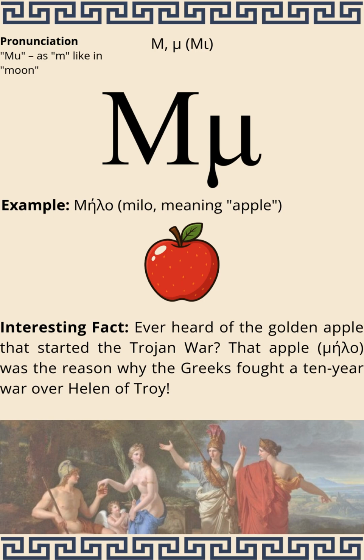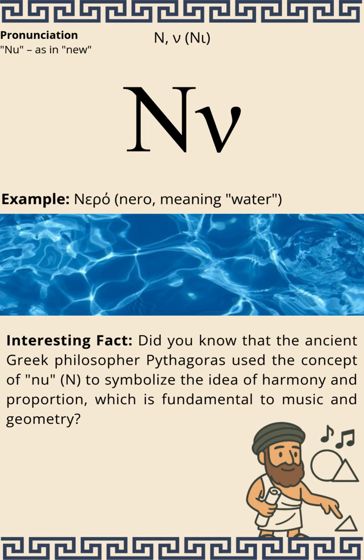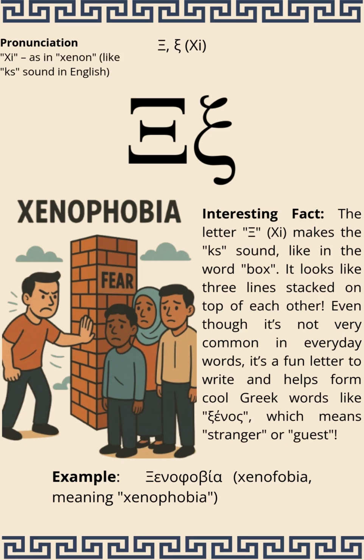Milo. I have put also an example here. Milo, apple. Then we have the letter ni. Okay, and like nero, the water. Then we have the letter xi. Okay, like xenon. Okay, x.